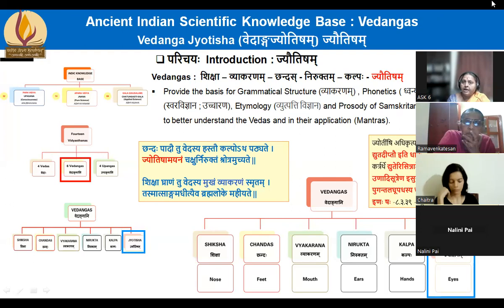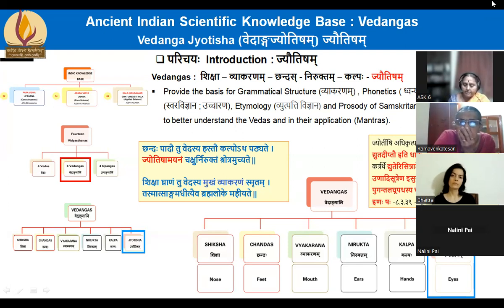Kalpa and Jyotisha deal with the Yajna concept. How the Yajna Vedi is built is discussed in the Kalpa Sutras, and what kind of Yajna needs to be performed to gain different material gains, we can say, material pursuits, where to have what kind of yajnas should be performed is discussed.